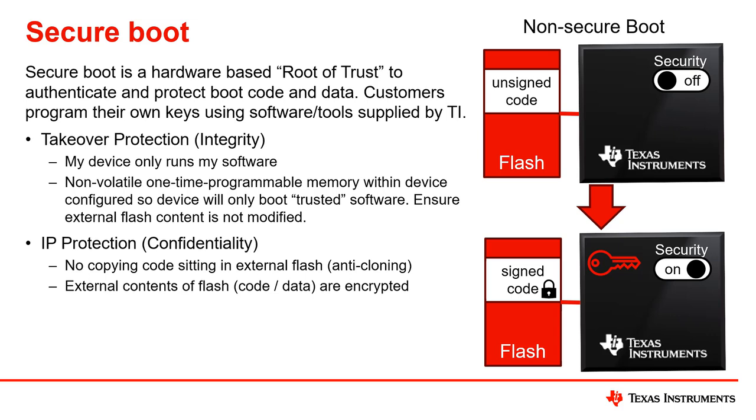This helps take care of takeover protection. It maintains the integrity of the system. You know that your device or your system is only going to run code that you've authenticated and allowed it to run. And you can also do IP protection by encrypting the code as a separate process, and that allows you to maintain confidentiality as well. You can't just take the code out of the device because it will be encrypted. So these are a couple of the elements of Secure Boot: getting the device up and running in a secure manner, pairing it with software that the designers have signed off on, quite literally, allowing it to run only code that has been signed properly. And that's the basics of Secure Boot.